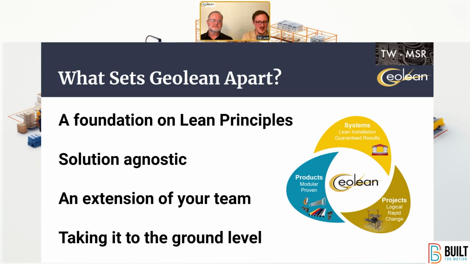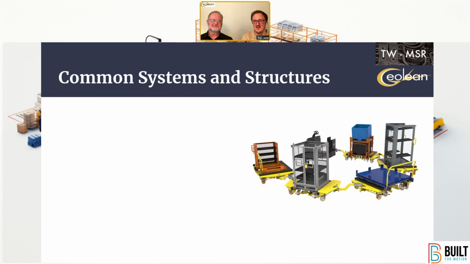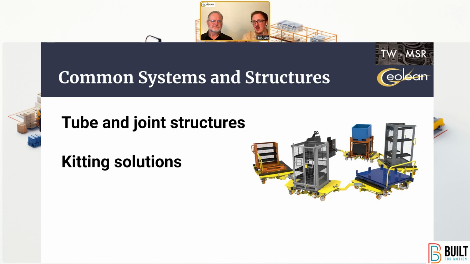Now let's do a little show and tell of the types of systems that come into play when we're doing this. We touched on this a little bit, but tube and joint structures are going to be a lot of what the photo examples we have are, as sort of modular fixtures in a plant or equipment that you'd use on a day-to-day basis. They can be built into kitting solutions, flow racks, workstations, all of those sorts of things.